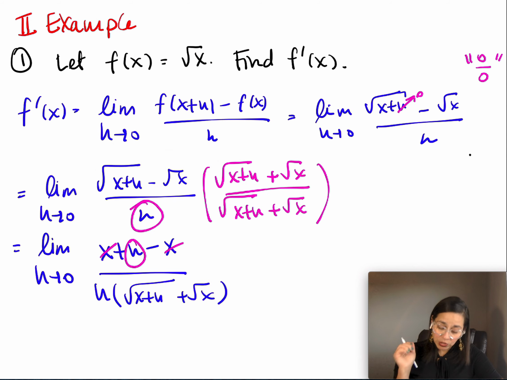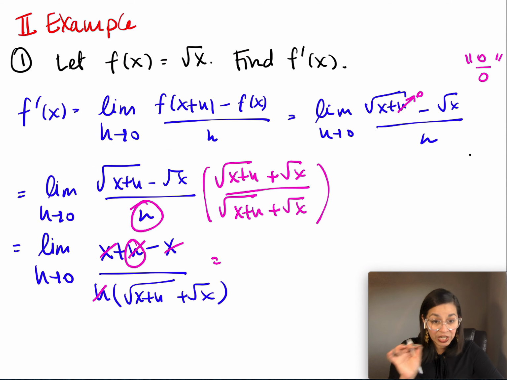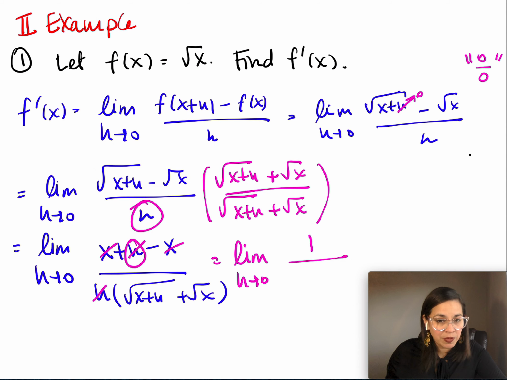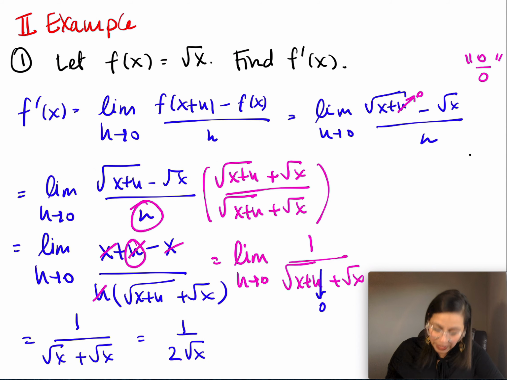Okay? So now, when I do that, as I said before, I know that I'm going to be able to cancel this h with this h. So I will end up having the limit as h goes to 0. Again, keep lim until you compute the limit. I get 1 on top divided by root of x plus h plus root of x. Okay? Perfect. Now I know that h goes to 0, and I'm left with 1 over root of x plus root of x, equal to 1 over 2 root of x. Okay?